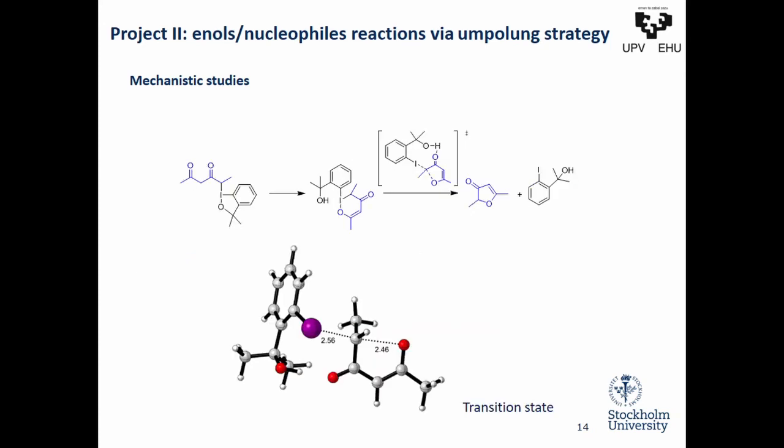Then we study the formation of the cyclic compound. We start with the same iodine carbon bond intermediate, and then we obtain, instead of methanol, coordination of the carbonyl in beta position of the alcohol. And again, we see a ligand exchange and the formation of the five-member ring compound.